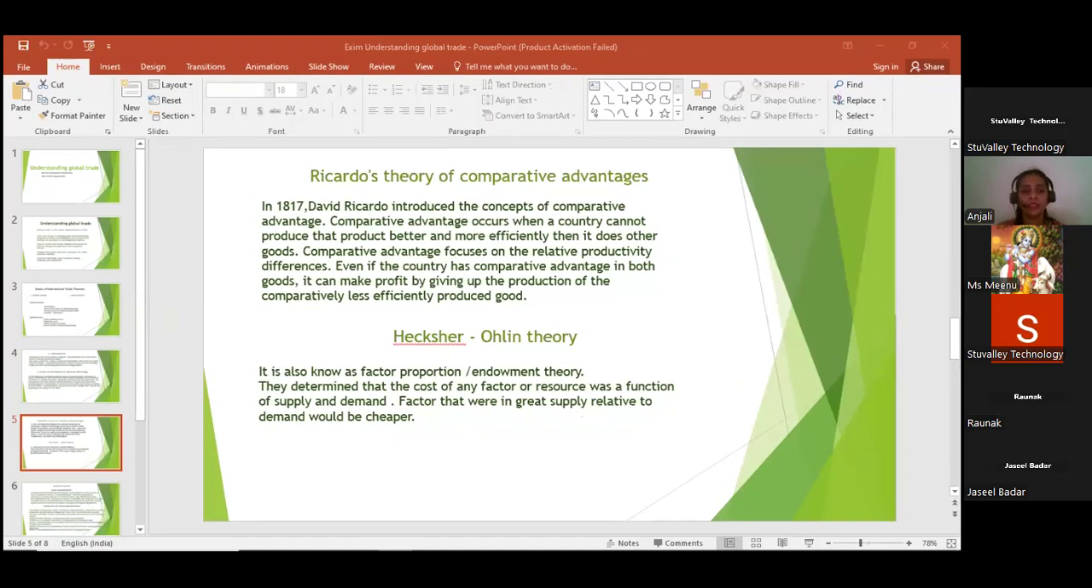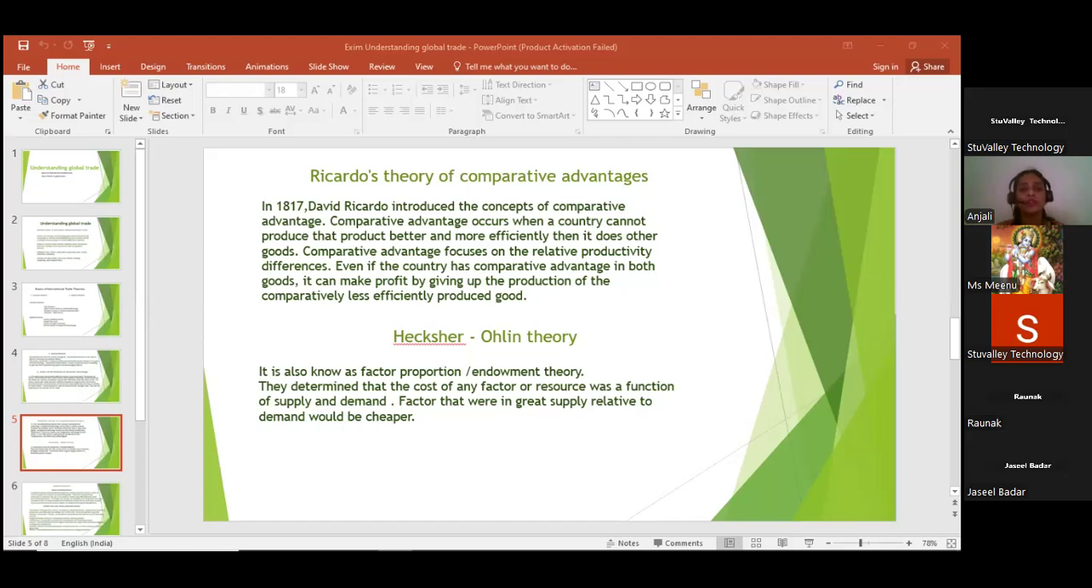Next comes Ricardo's theory of comparative advantage. This theory explains that after the absolute advantage theory, a new theory came into existence, from the 1970s. David Ricardo introduced this concept of comparative advantage. Comparative advantage occurs when a country cannot produce a product better and more efficiently than it does with other countries.